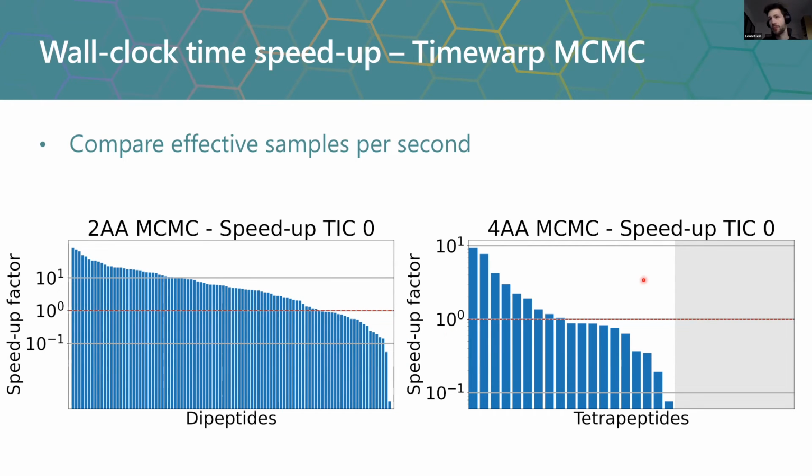And for the tetrapeptides, it doesn't work that well. The gray areas are where the Timewarp model in combination with MCMC does not find all metastable states. And for the rest of them, for roughly half, we see a speed up compared to MD.